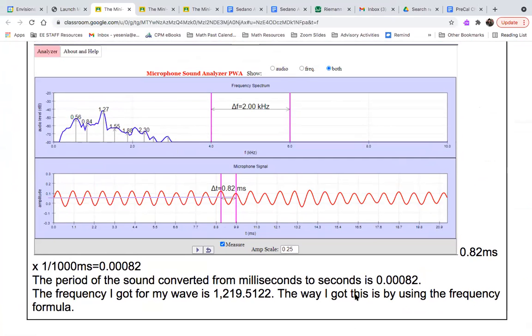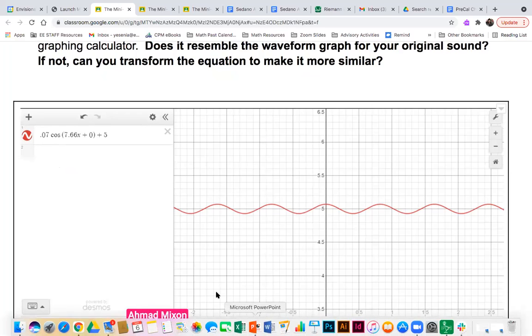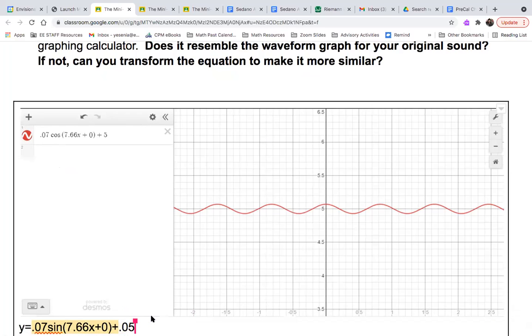And then it looks like you have your ABCD now. And again, I know you have cosine right here. You're going to switch that to sine. So it looks like sine was a better candidate for your wave.